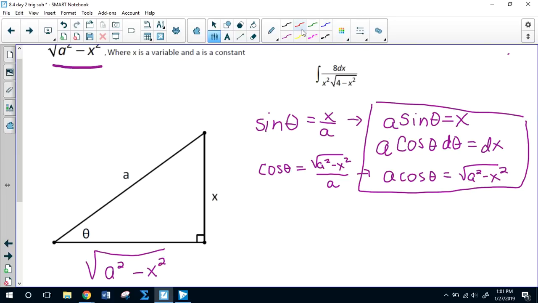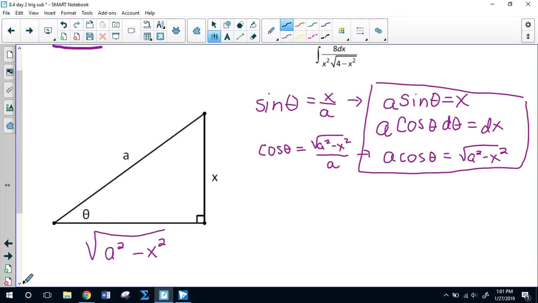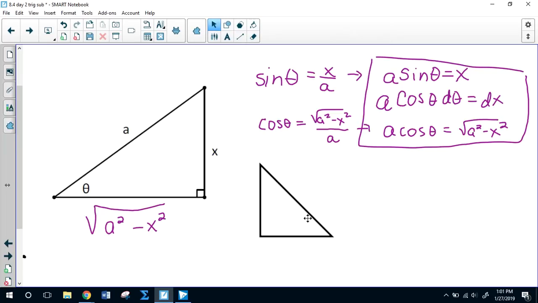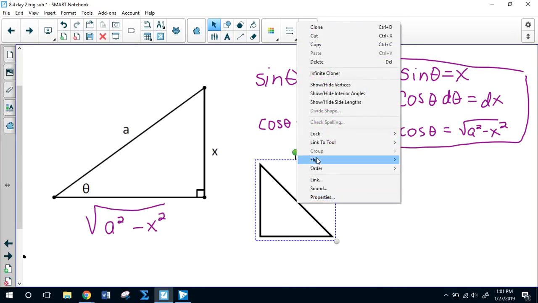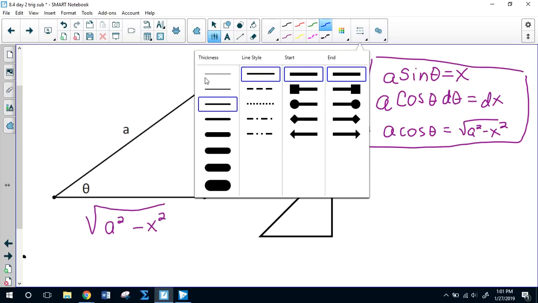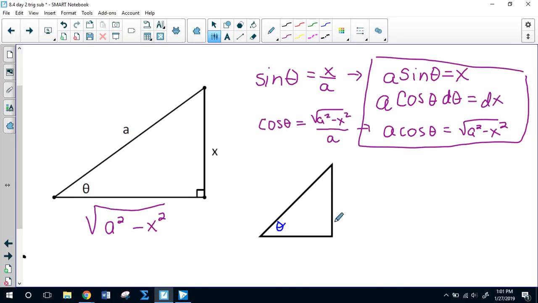Okay, so for this first problem, I'm going to draw a new triangle. Maybe I'll try and draw a better triangle than that. How about I just draw one with an actual picture? Okay, so I'm going to set it up in the same way as I set up the other one, but now I'm just going to be using actual numbers. All right, so theta down here.